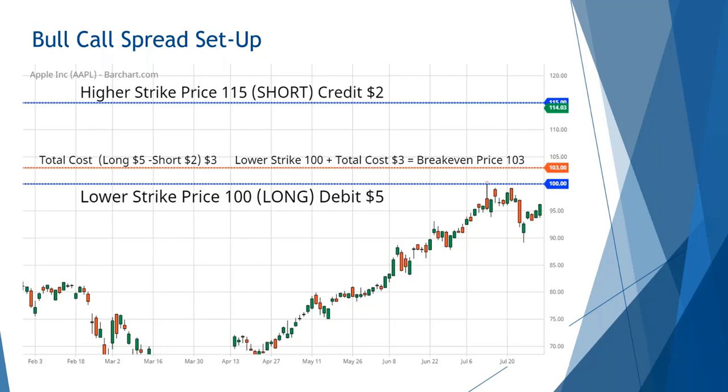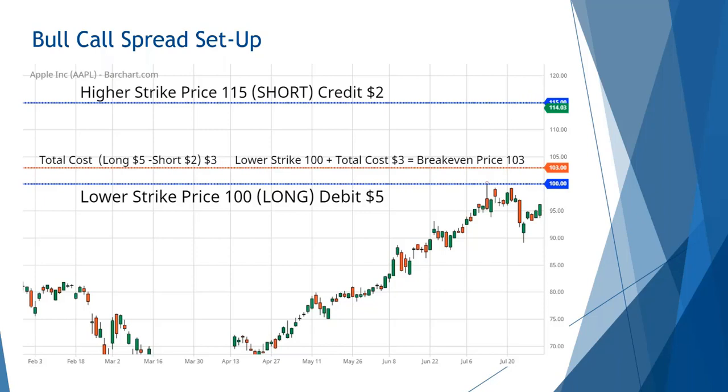But let's just concentrate on the per share value. So it cost me $5 to purchase it. My higher strike here is a 115 strike. That's the one that I'm going to sell or create what we call a short. I know I'm not paying for that. I'm going to collect. I'm going to take in premium. So I'm going to get a credit in this case of $2.